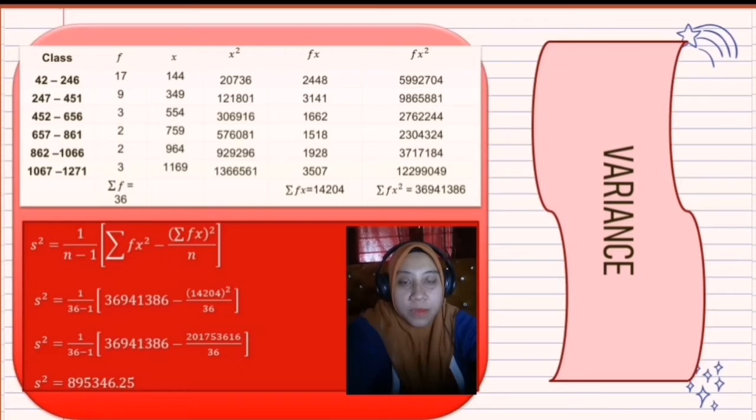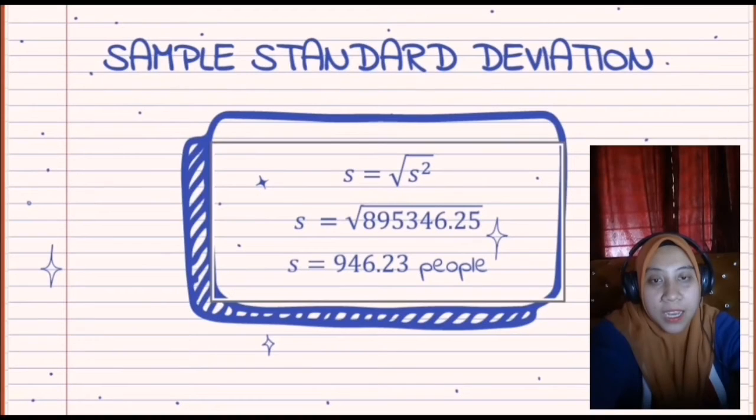1225. After that, we need to calculate the variance. The answer of variance is 895,346.25. And the last one is the sample standard deviation. I got the answer is 946.23 people. I think that's all.